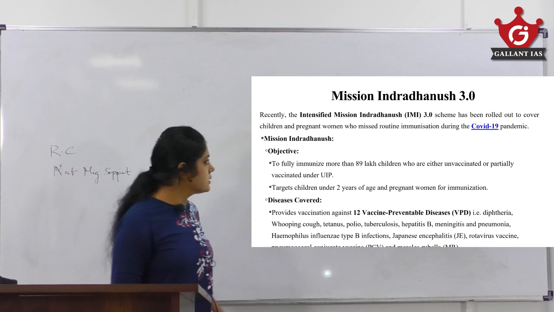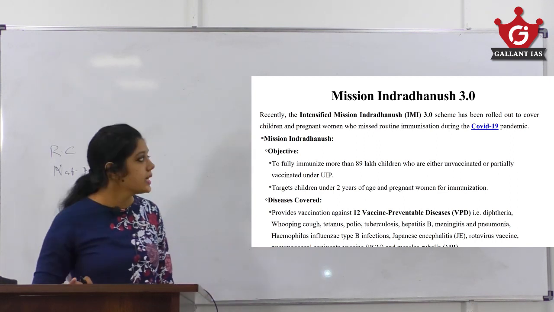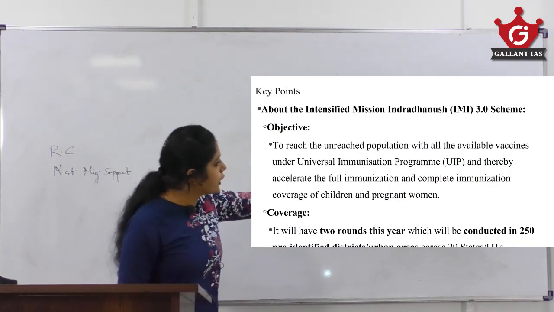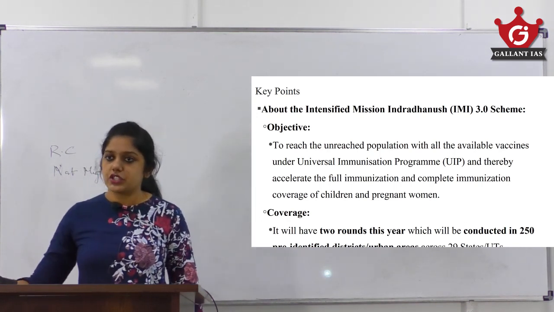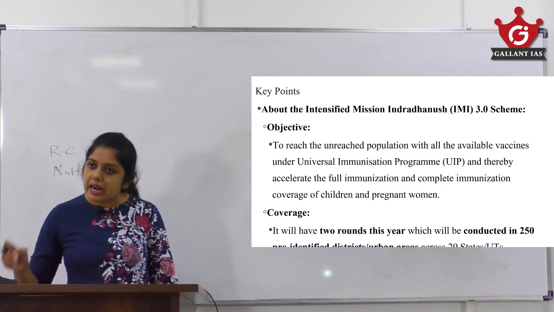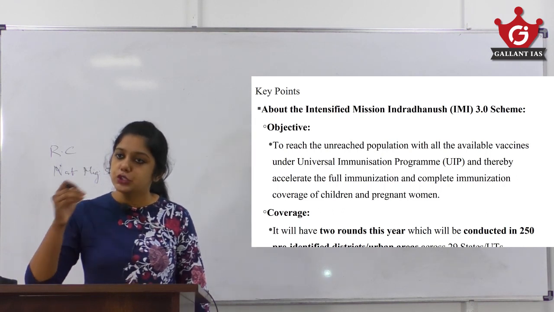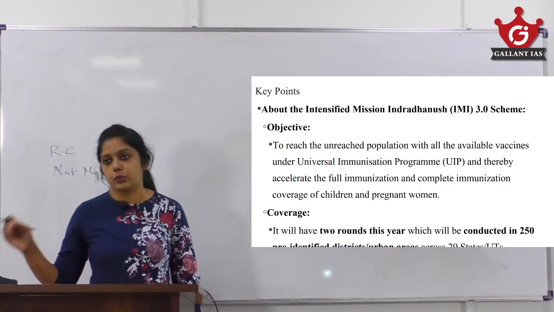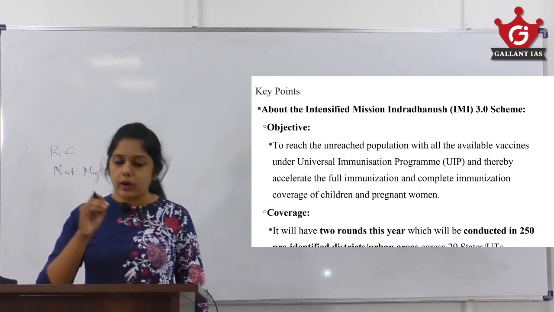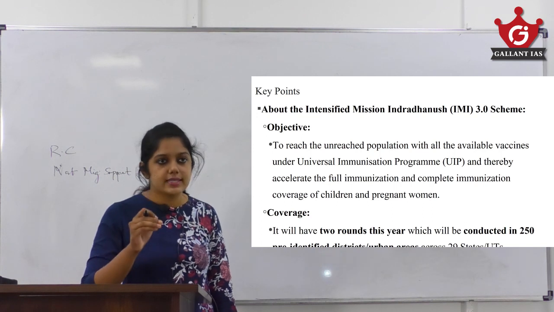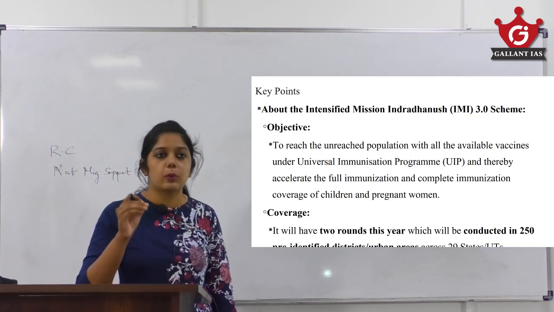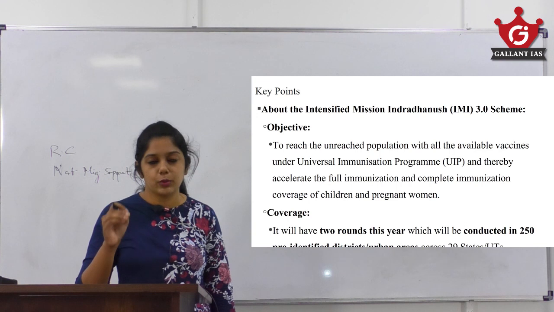Okay. So that is with respect to Mission Indradhanush. In Mission Indradhanush 3.0, what it is aimed at is to reach the unreached, those who are not covered under Mission Indradhanush 1 and 2. So what is the important aspect you should study here? The important 12 vaccine preventable diseases covered under the scheme. 12 diseases you have to study.